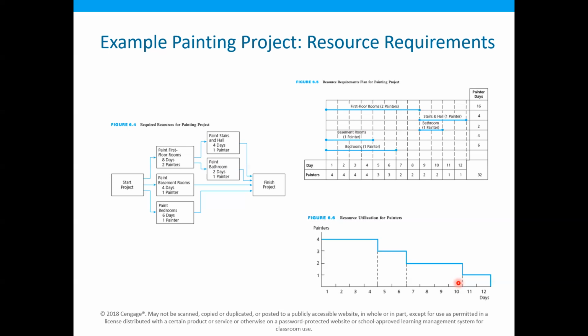So for example, for the first day, we will need 4 painters. And then starting from the 5th day, we will need to remove 1 painter from the job. And then later on, we will need to remove 1 more painter from the job, and then later on, 1 more again. So this type of hiring and firing of the resources will have a bad impact on the project and on the morale of the project.